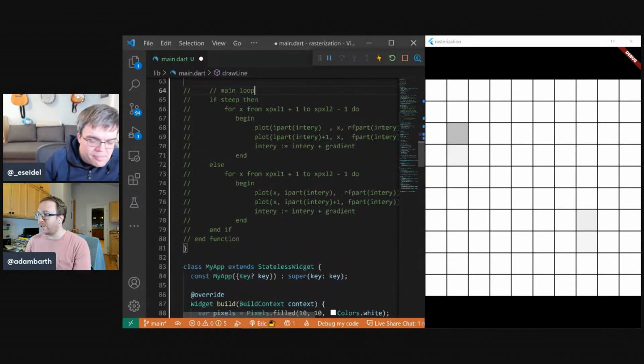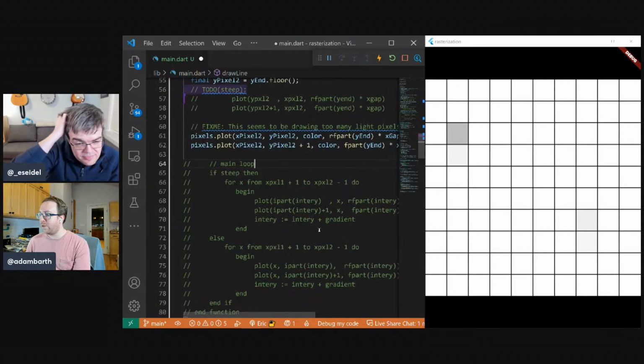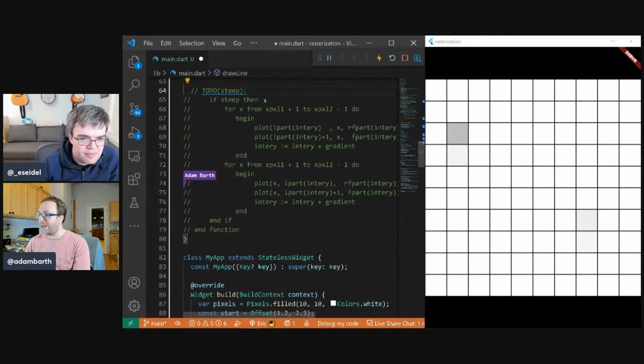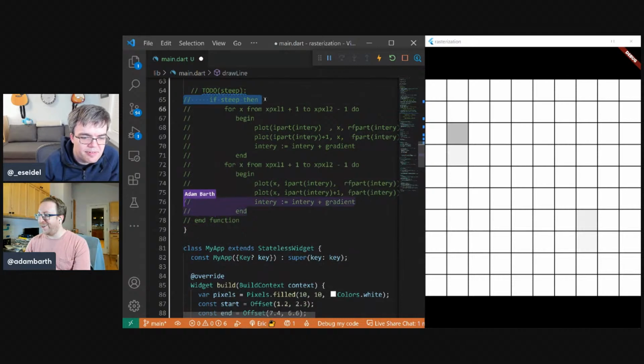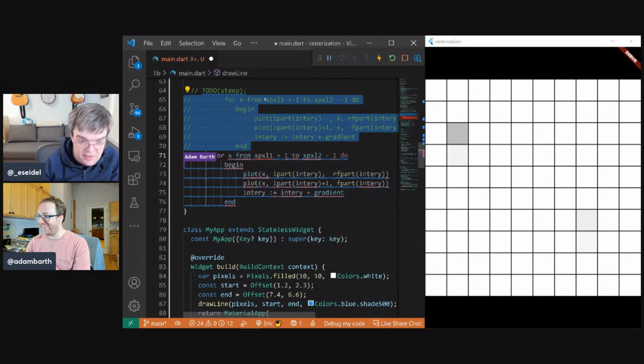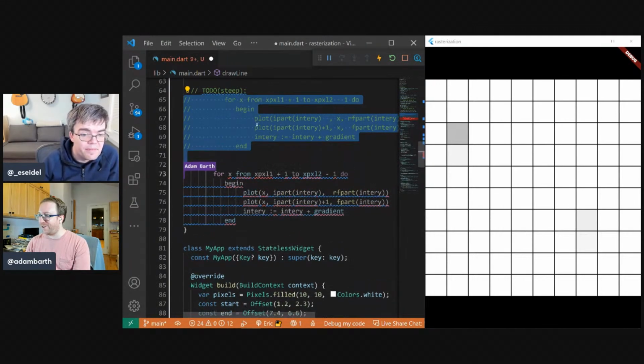Okay, so now let's complete the middle part of the line. Main loop. Here again, we don't steep. I'll just leave that whole block there for if steep. End function. We needed an end function in our lives. Okay, that belongs to you.